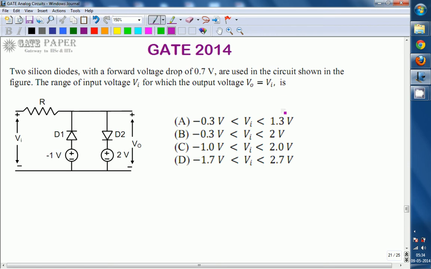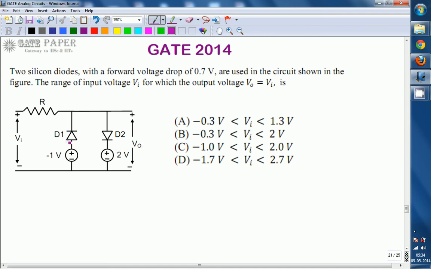Okay, so look at this diagram. When will V0 be equal to Vi? Assume that D2 is forward biased. By that time V0 is going to be equal to 2 volts, so V0 is stuck at 2 volts whenever D2 is forward biased. It doesn't depend on the input voltage.